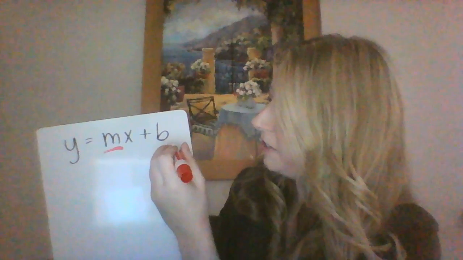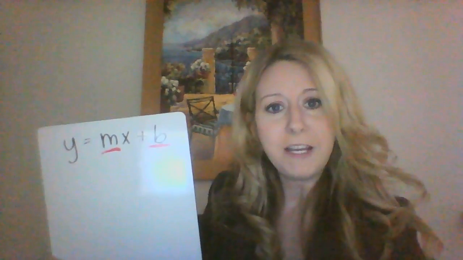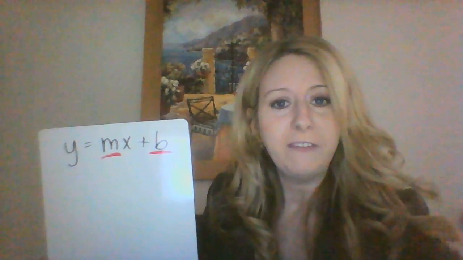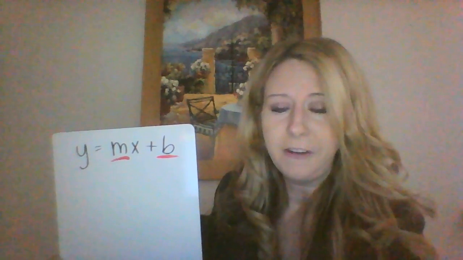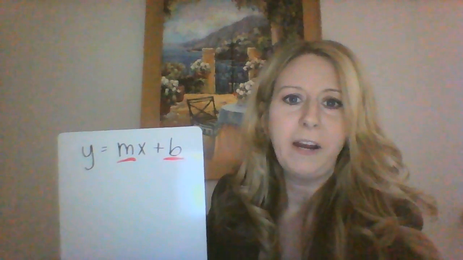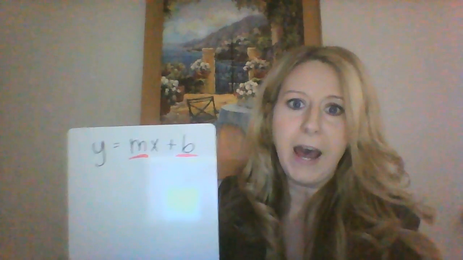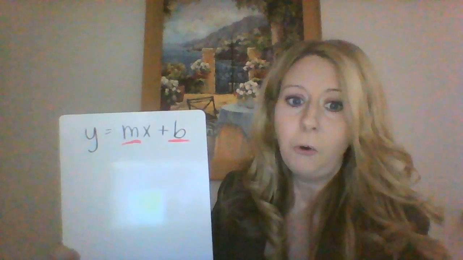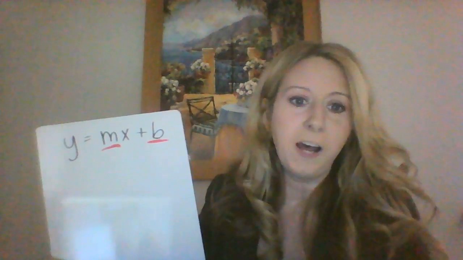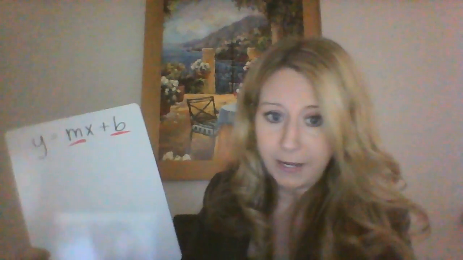Second thing we're going to need to figure out is what our b value is, and our b value is the y-intercept of the line, which is telling us where our line is going to cross the y-axis. So we'll start by determining what our m value, or our slope, is.